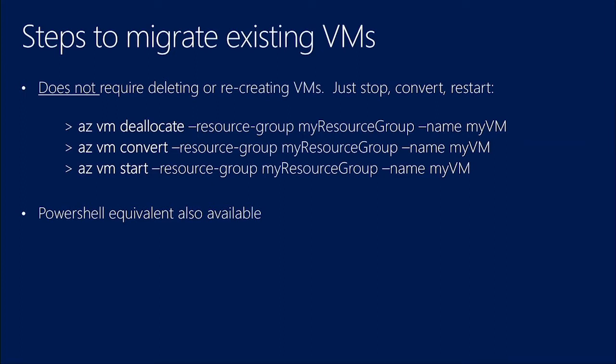The good news is it's pretty easy to do. These are the 3 commands that you would run on an existing VM to convert it to use managed disks. You don't have to recreate the VM. You simply stop the VM, run a deallocate command, convert, and start up the VM again.